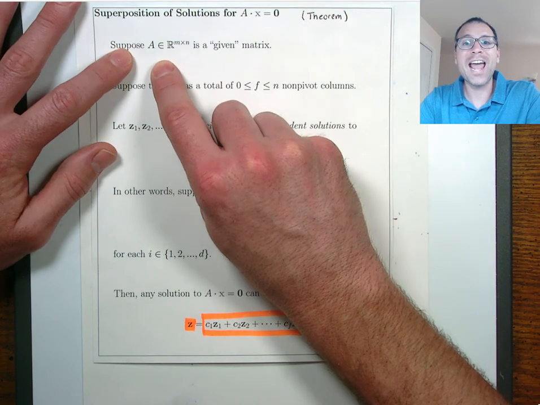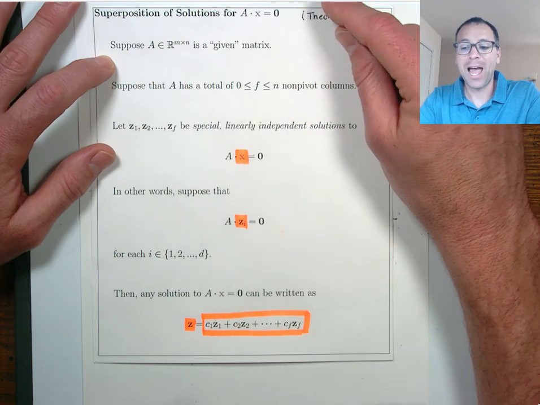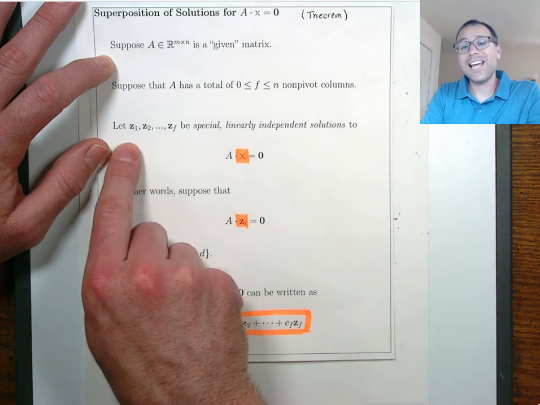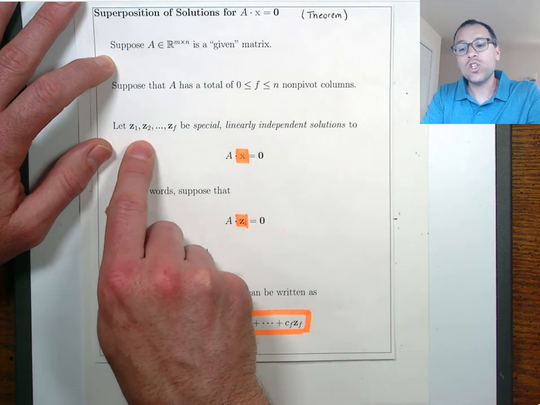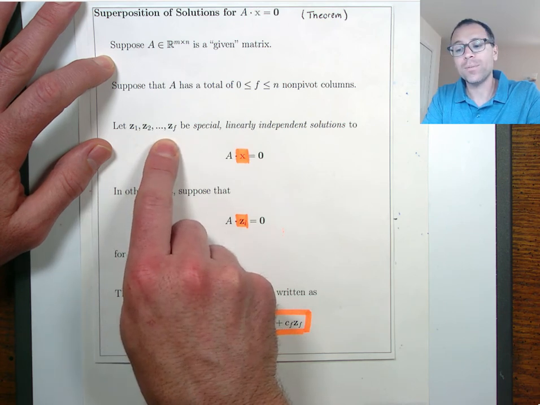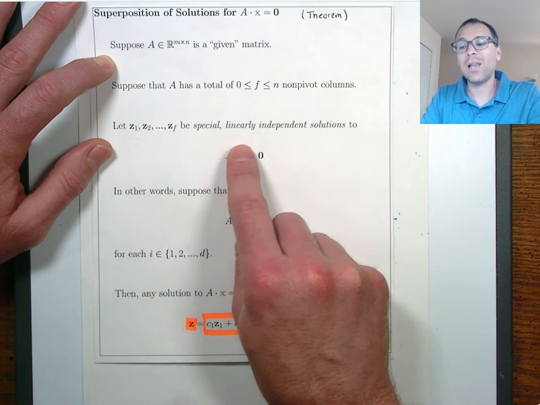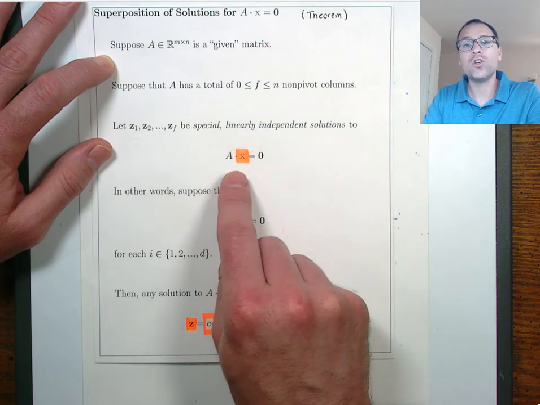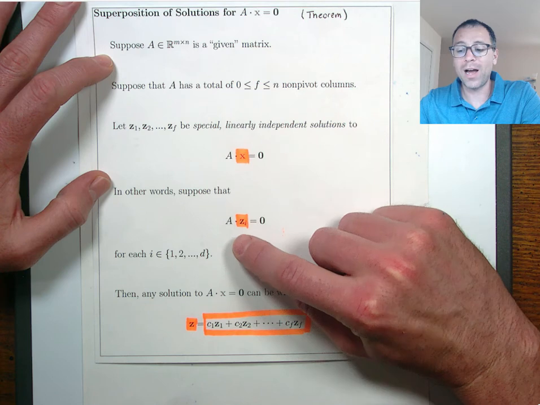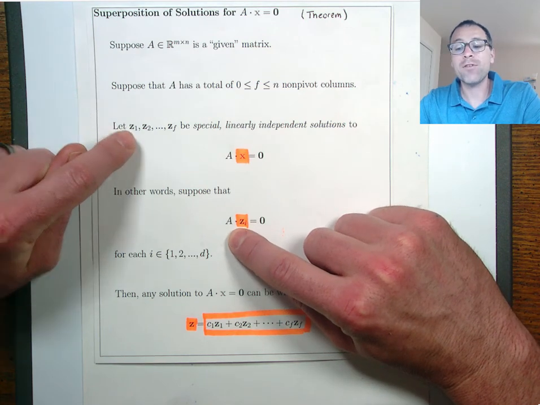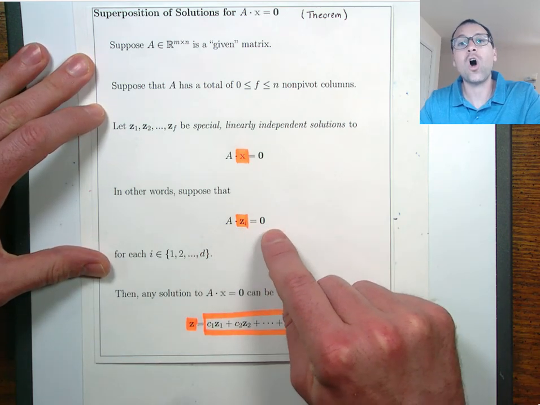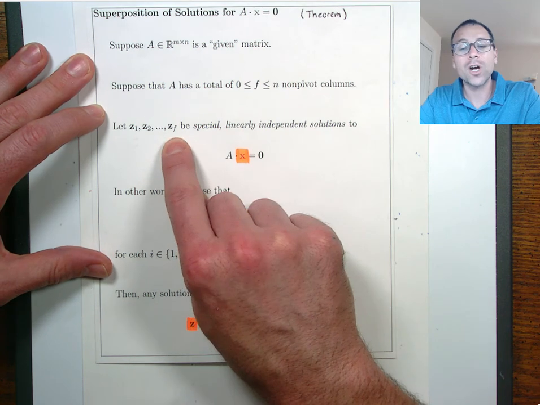If we start with an m by n matrix A, and we say that there are a total of f non-pivot columns in that matrix, we'll say that the z1, z2, all the way to zf vectors, each of those has n entries. We'll say those are the special linearly independent solutions to the homogeneous linear system A times x equals 0. In other words, when I multiply the matrix A by any of those z sub i vectors on the left, that matrix vector product will always give 0 by the construction of those vectors.